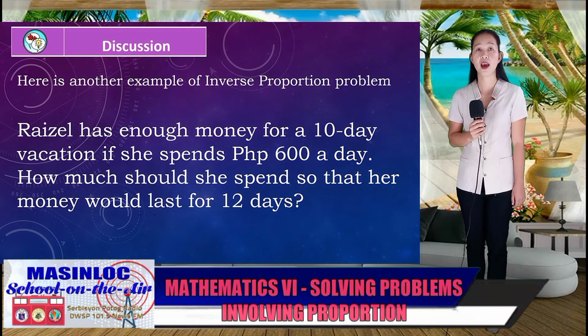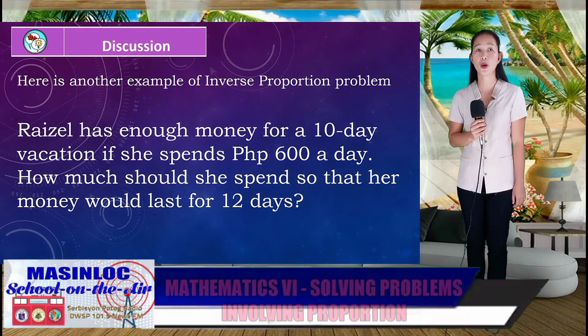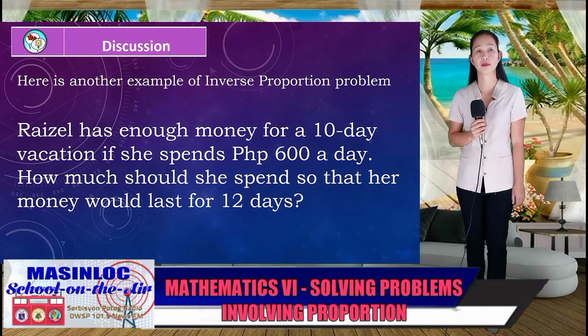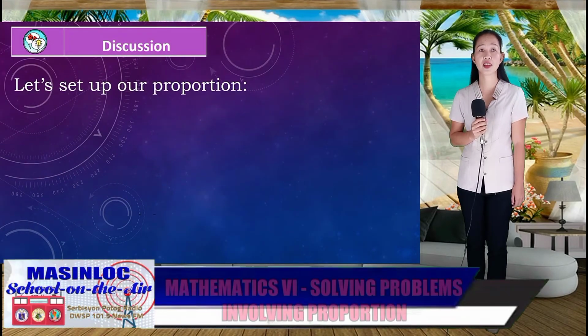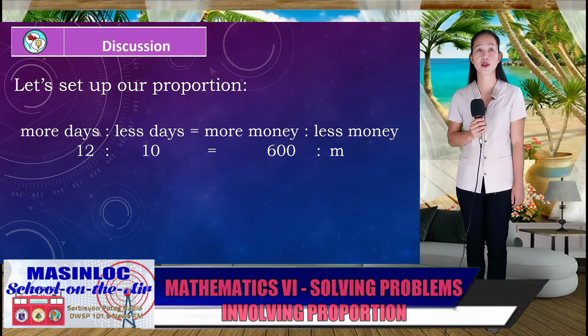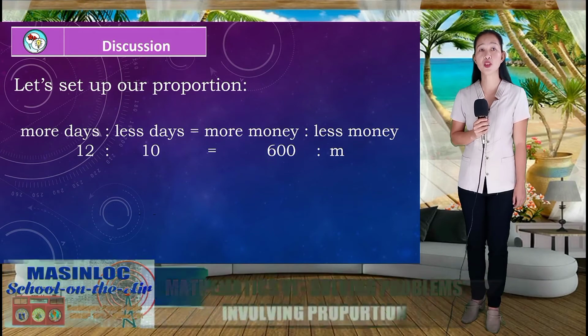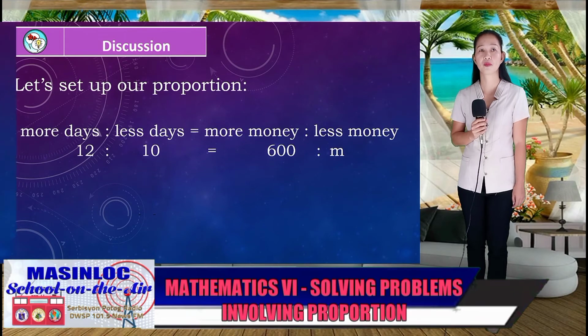Analyze the problem and decide if the amount Rachel will spend should be more or less. Since she wants her money to last for more days, she has to spend less. Let us set up our proportion. More days is to less days equals more money is to less money. 12 is to 10 equals 600 is to M.